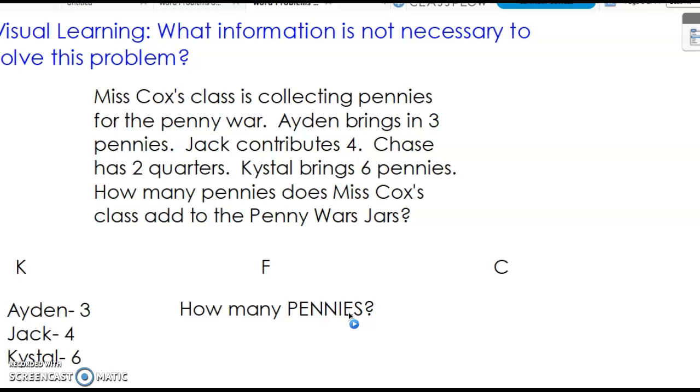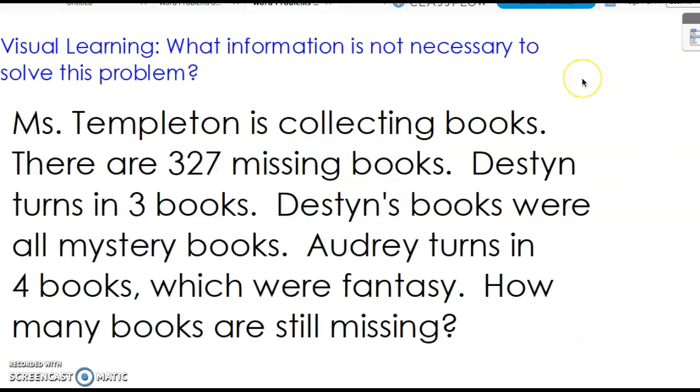What operation do you think we should use? Show us on your arms. I see a lot of friends gesturing addition. You are correct. We would add up all of the pennies in order to figure out how many pennies our class contributed. 3 plus 4 plus 6. When you think you have the answer, type it in the chat. All right, let's move on to another one.